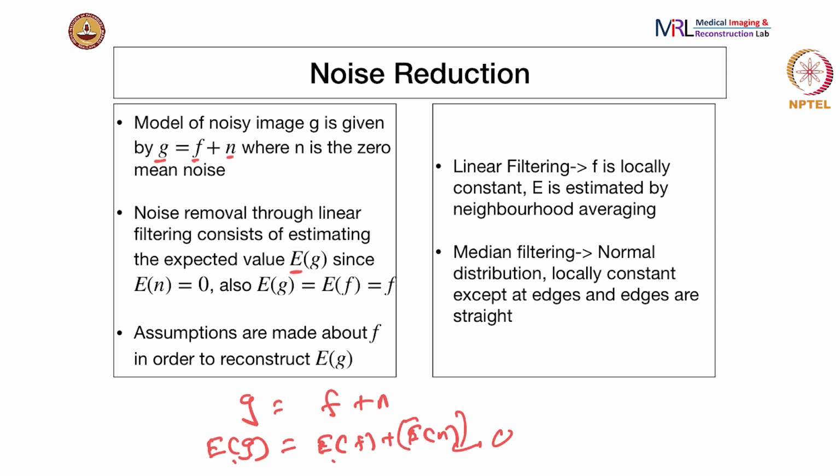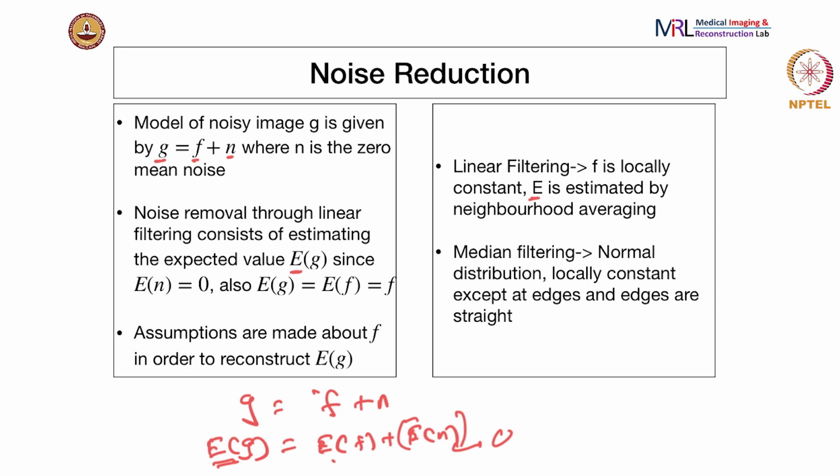So how do we do this expectation of G? We make some assumptions about F. What are these assumptions? F is locally constant or smooth. Locally constant is the better one. In which case the expectation is estimated by neighborhood averaging.